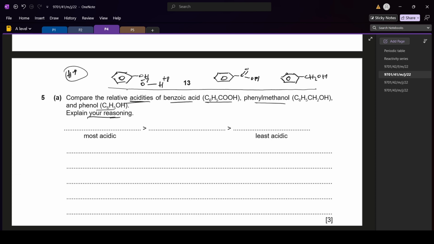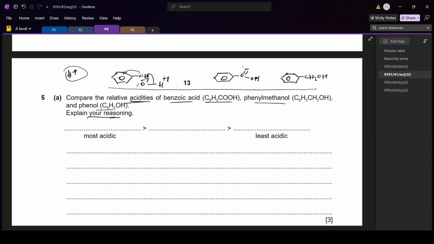And in this phenol, the lone pair on oxygen is delocalized into the ring. So there are fewer electrons available to oxygen, so it will take more electrons from hydrogen. So there will be more polarization. So this phenol has more polarization. Now we will compare this phenol with benzoic acid and phenyl methanol.